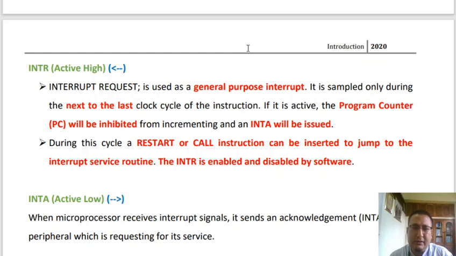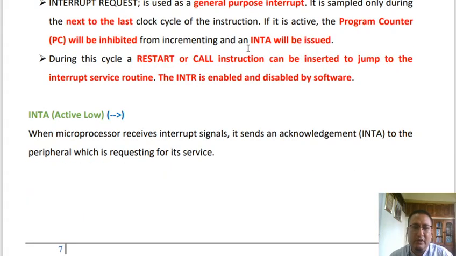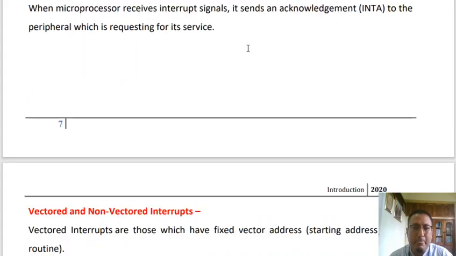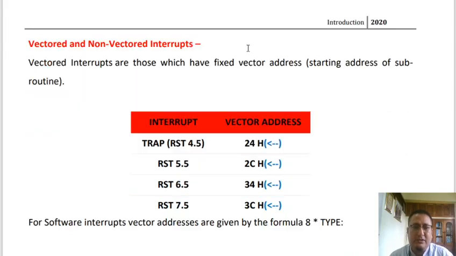Once the interrupt acknowledgement is issued, we can transfer the control to the interrupt service routine, get it executed, and then return back to the calling function. Now, interrupt acknowledgement: whenever an interrupt request is received, we need to acknowledge it. So interrupt acknowledgement is used to acknowledge the interrupt. When the microprocessor receives an interrupt signal, it sends an acknowledgement, that is INTA, to the peripheral which is requesting its service.